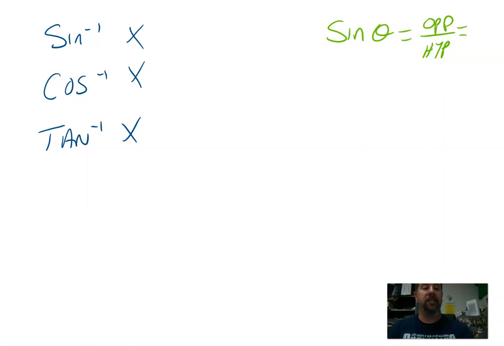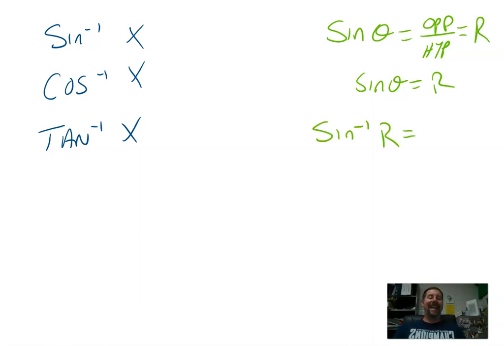Okay, so when you take the sine of the angle, you get a ratio. The sine of theta is going to equal a ratio. All right, now, taking this and applying it to the inverse. When we find the inverse, I'm taking the inverse of that ratio and trying to find the angle. We're trying to take the inverse of the ratio, and that will give us the angle that gave us the ratio in the first place.